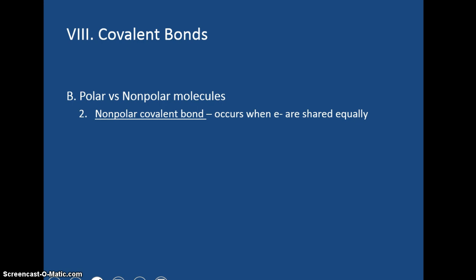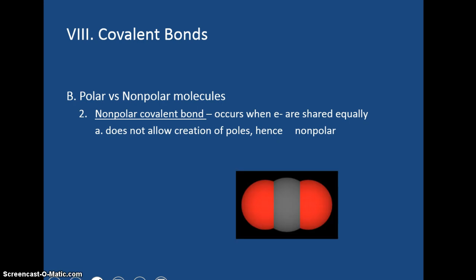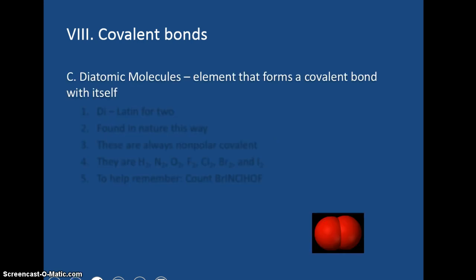Nonpolar covalent bond occurs when electrons are shared equally. It doesn't allow for the creation of poles, hence nonpolar. This is a picture of carbon dioxide. Carbon shares the electrons equally with both oxygens, and so it is nonpolar.